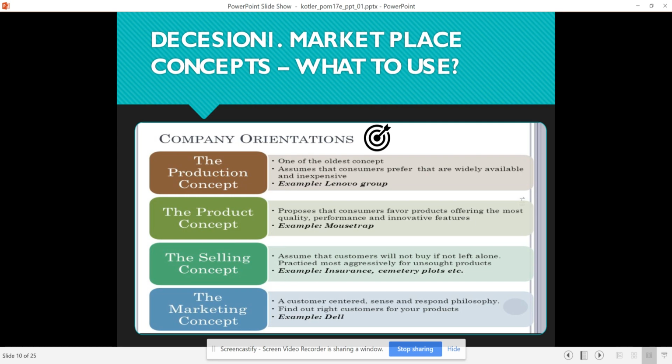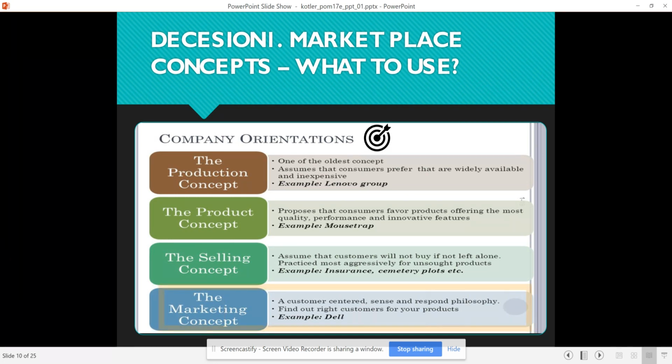The product concept is that you're offering the best quality, performance, and innovative features. That could be like a Louis Vuitton, for example, or a Nike. But again, they also market it online. So Amazon does that too. Amazon really does a little bit of all of this. Then you've got the selling concept, which is like insurance or cemetery plots that nobody wants to think about. And it's kind of left alone until you so need it that you have to actually pay attention to it.